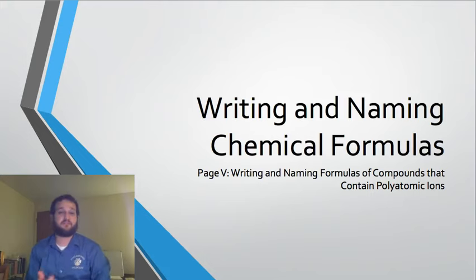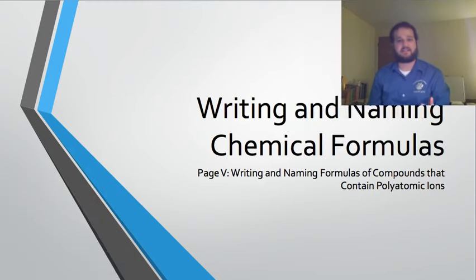So we're going to take a look at page 5 together now that you've finished the previous pages. This page is probably one of the more challenging ones. In this page we're going to look at writing and naming chemical formulas that contain polyatomic ions. Now the first thing we've got to do is define that term, polyatomic ion.